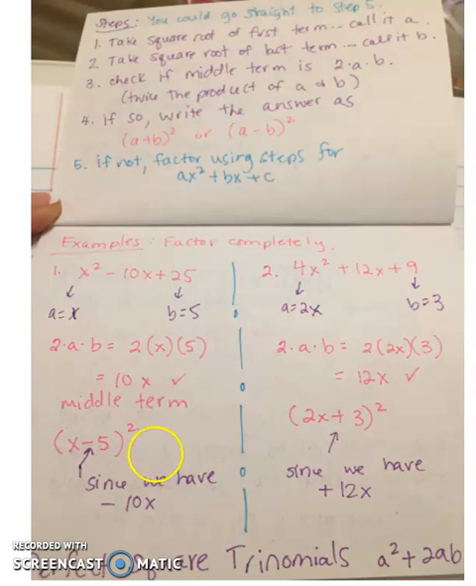Now, if you're not sure if this is the right answer, you could always FOIL it out by multiplying x minus 5 times x minus 5. And when you do that, you will get the result x squared minus 10x plus 25.